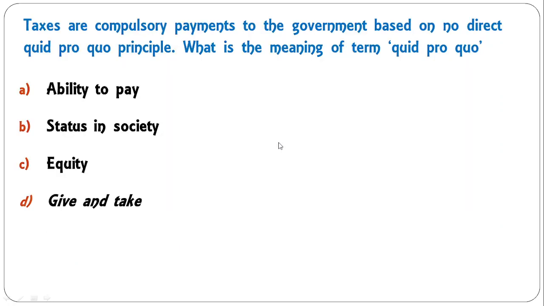Okay, moving to the next question. Taxes are compulsory payments to the government based on no direct quid pro quo principle.